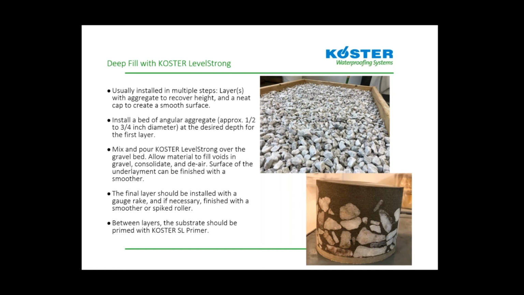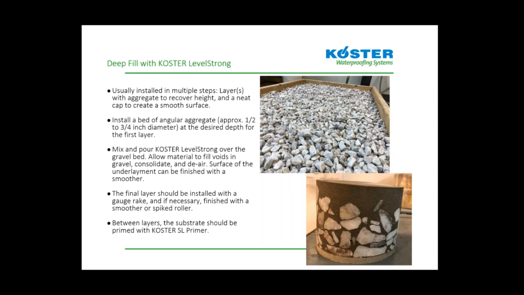After the final layer, when the floor is ready for the final layer to be installed, it's installed like a standard underlayment installation with a gauge rake, sled rake, or similar tool, and can be finished with a smoother or a spiked roller or any kind of finishing tools that are normally used. Between any kind of layers, again, we use the KOSTER SL primer because of the porosity and the absorbency of the underlayment layer.